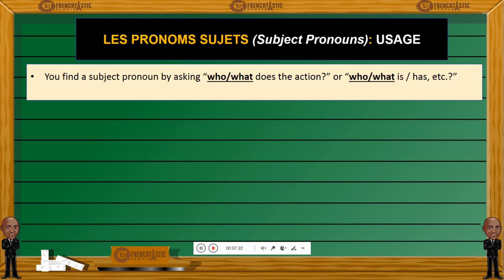Next, in order to find the subject pronoun in a sentence, simply ask qui, which means who, or quoi, which means what. So when I say je vais au marché, I go to the market. In order to find who is responsible for the action of going to the market, meaning I, you will say qui va au marché? Who is going to the market? Qui?